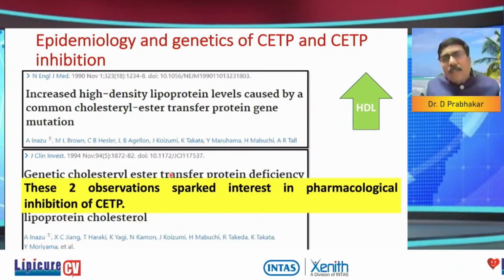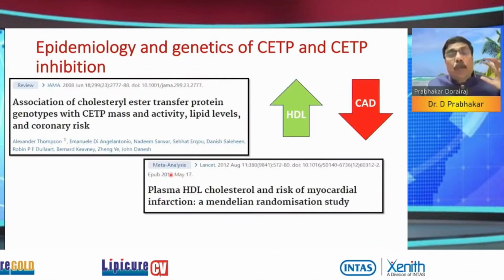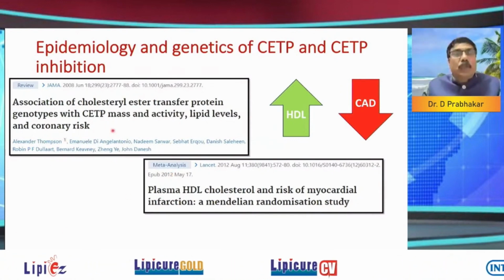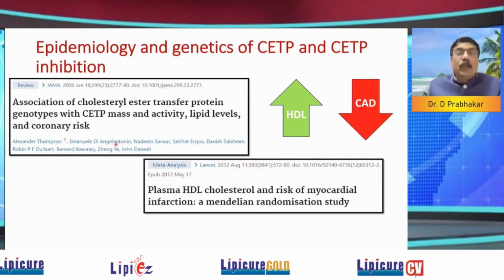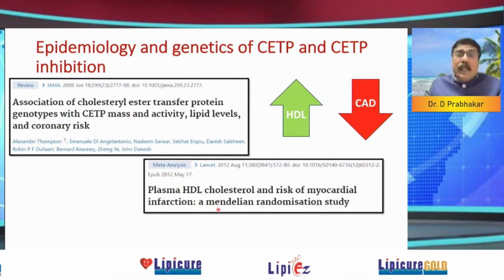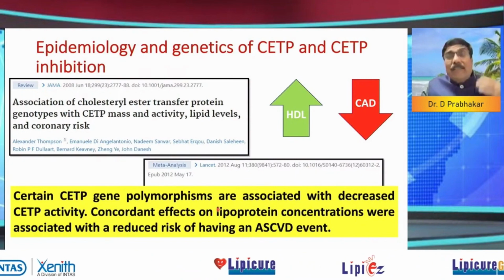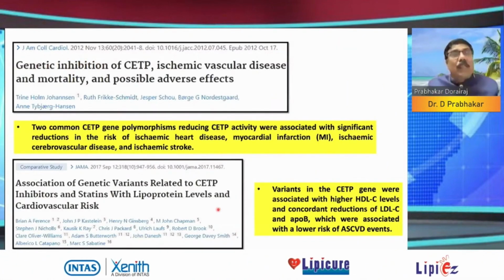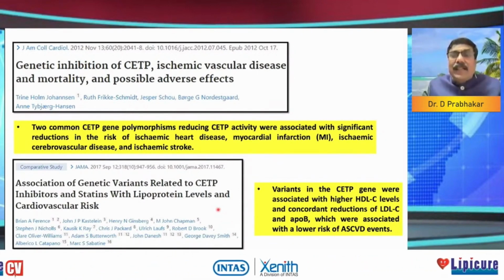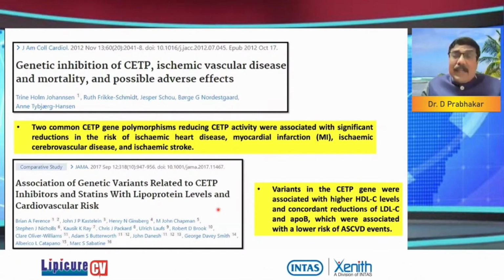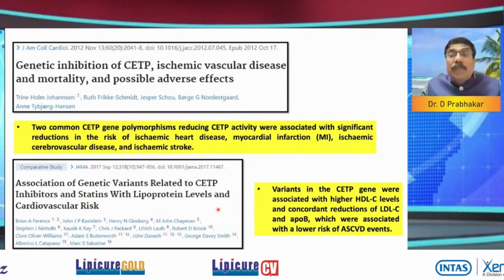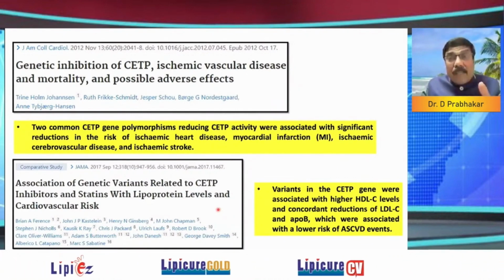The second thought is to try to correlate this and figure out if this is going to be effective in preventing atherosclerosis. Then subsequent genotypic studies came, where they found the association between CETP mass, lipid levels, and coronary risk. And there are also interesting studies doing Mendelian randomization to find out the risk of myocardial infarction. So this developed more and more interest in CETP, and subsequently several studies came in. All these genetic studies have clearly shown that higher HDLC, lower LDLC and lower ApoB were associated with a lower risk of atherosclerotic disease, and this is associated with variants of the CETP gene.